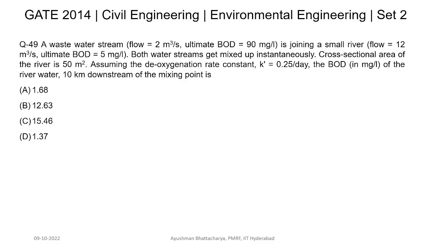So this is question number 49. It came in GATE 2014, in set 2. A wastewater stream having a flow of 2 meter cube per second and ultimate BOD of 90 milligram per liter is joining a small river having a flow of 12 meter cube per second and ultimate BOD of 5 milligram per liter. Both water streams get mixed up instantaneously.